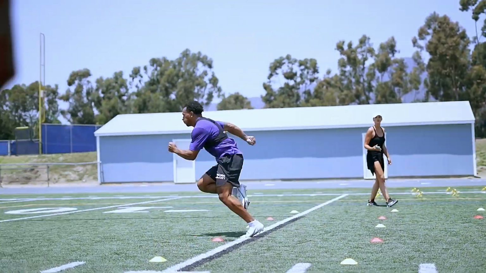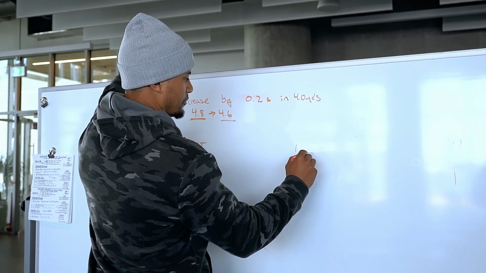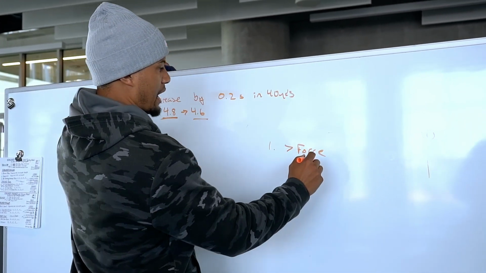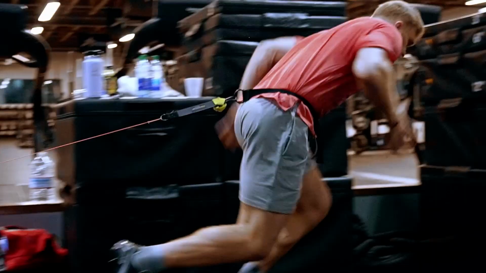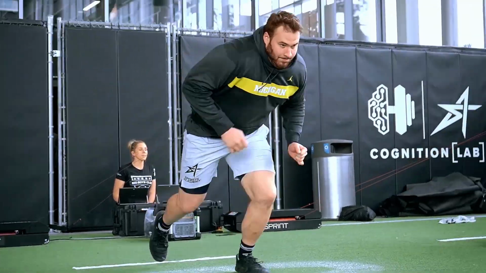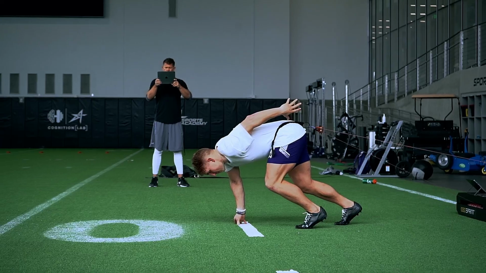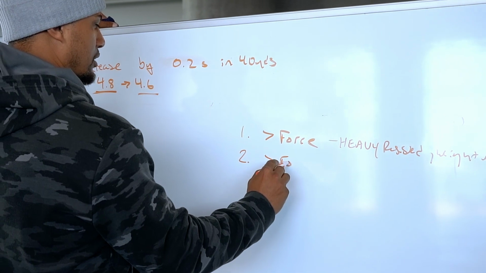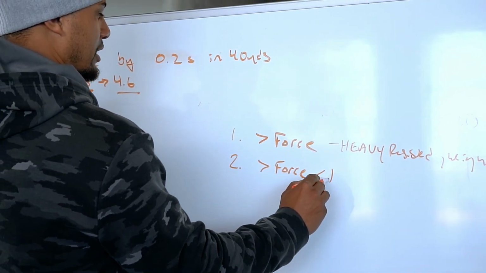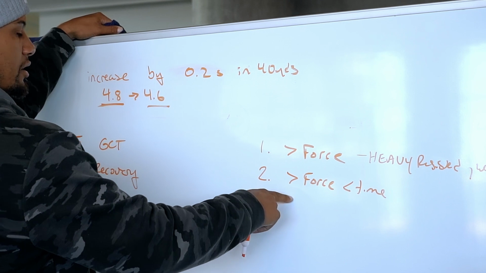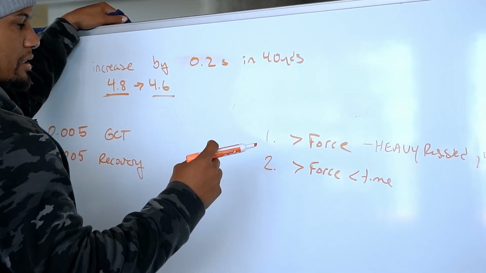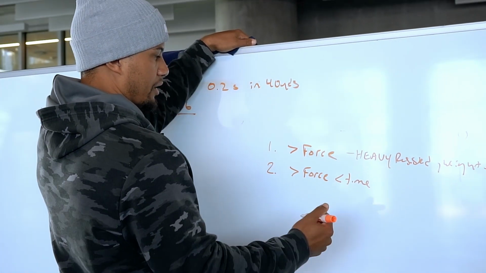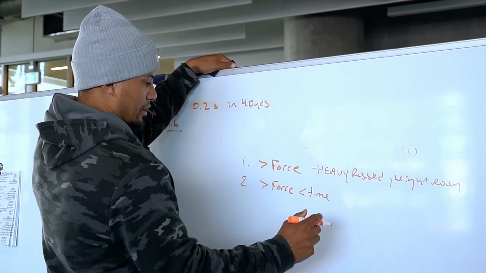Okay, there's a couple ways that I do this. So number one, I want to increase force. Okay, so that's going to be heavy resisted. That's going to be weight room. Now the next thing, I want to increase force while I'm decreasing time. So I want to increase the rate of force development. So I want to increase the force while decreasing the time it takes to produce that force. So that's more explosive strength, right? So that's a couple of things.